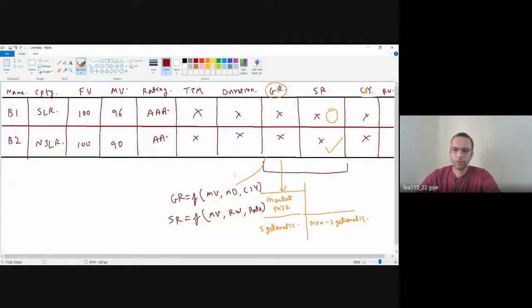So it's a straightforward formula. It's not very difficult, but you can definitely cross-check with the Basel III circular to know the exact formula to be used.